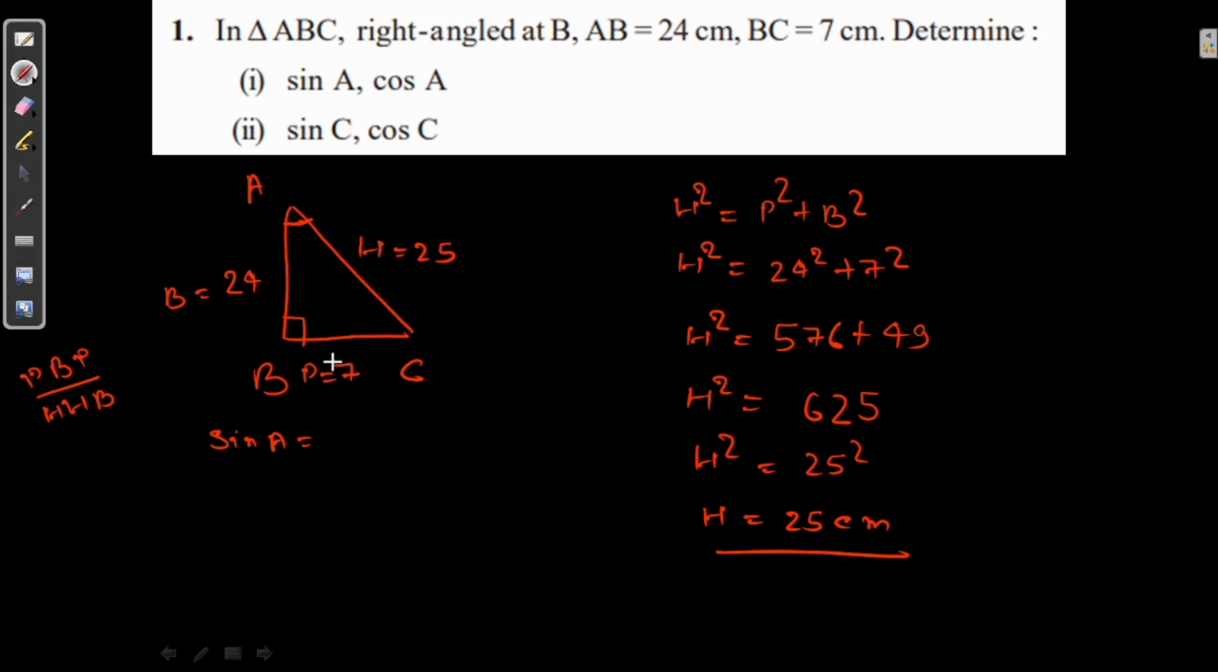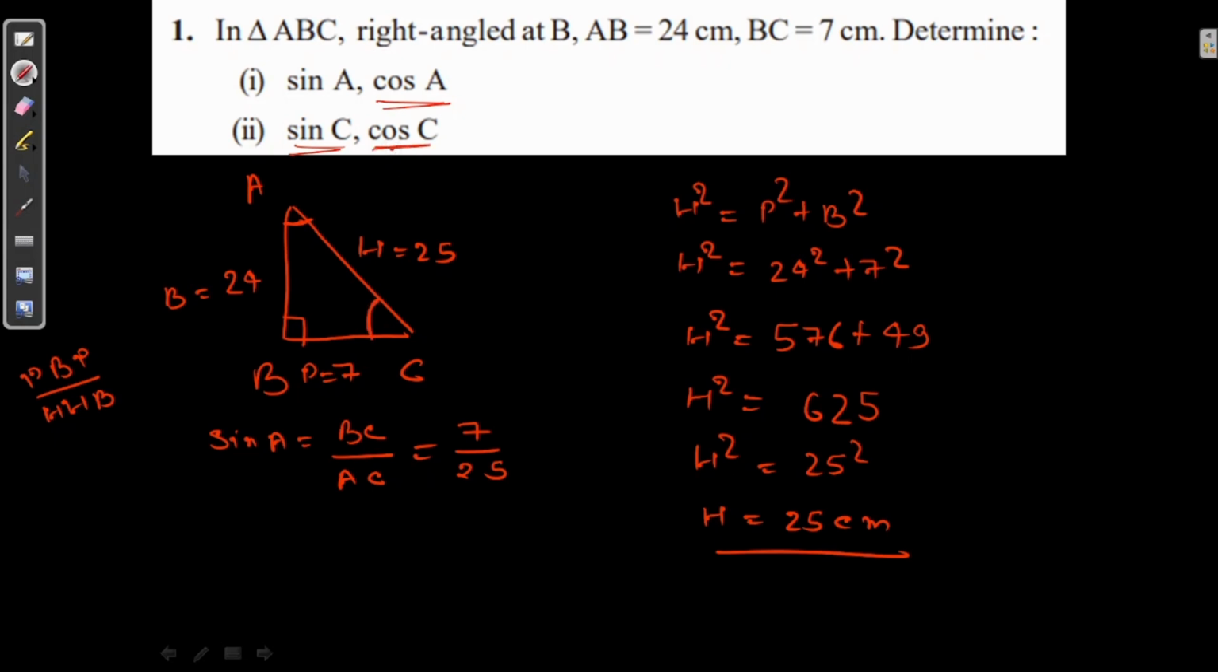P by H. For this angle A, P is the opposite side BC, and H is AC. Simply put the value, it will be 7 by 25. Now you will find the value of cos A. I am going to tell the value of sin C. Okay, sin C you will find, and I am going to explain cos C.